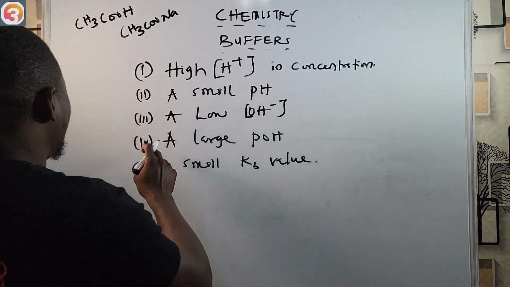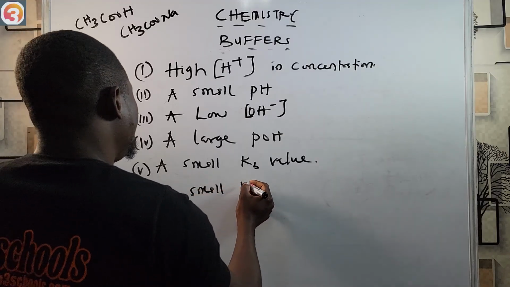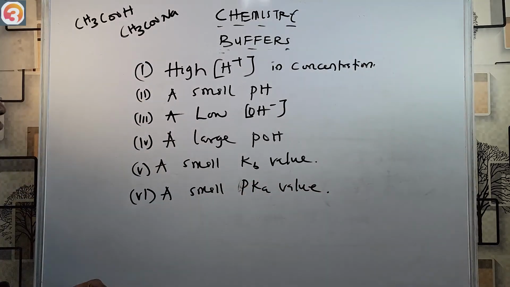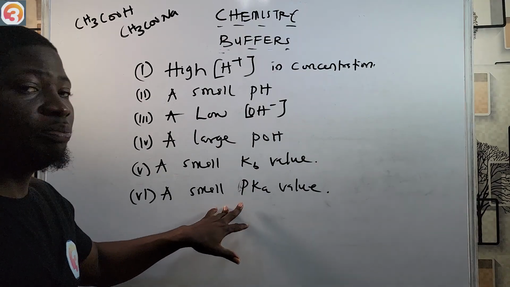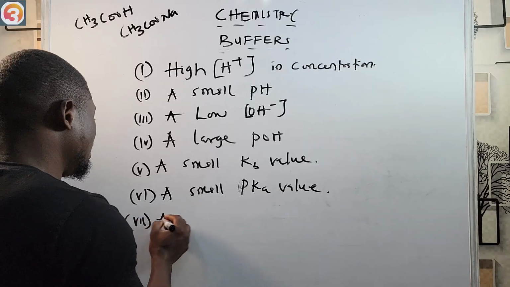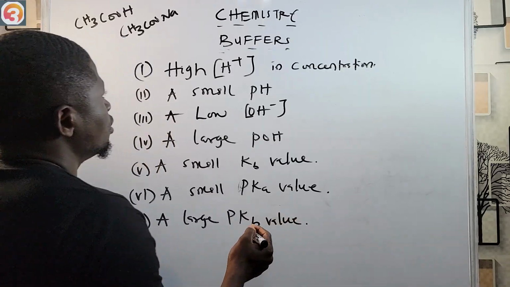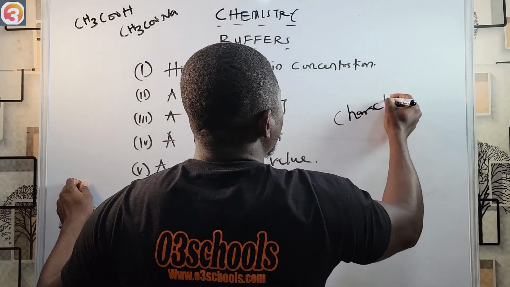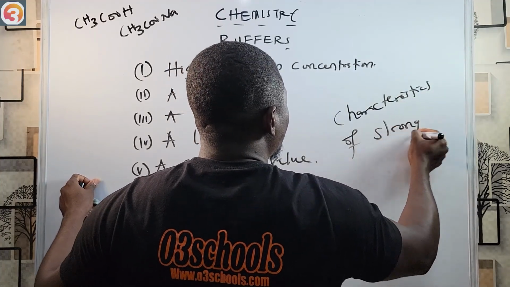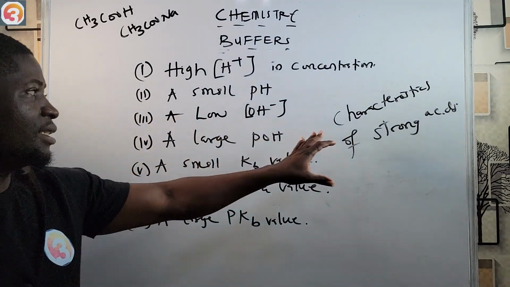Okay, this is 1, 2, 3, 4, 5. Then let's look at 6 now. It will have a small pKa value. All right, these are all characteristics of a strong acid. It will have a small pKa value, a small Kb value, and then lastly, it will have a large pKb value. So these are the characteristics of strong acids.